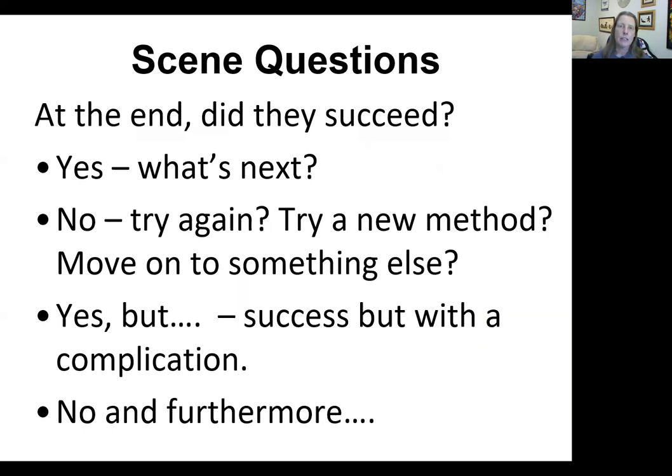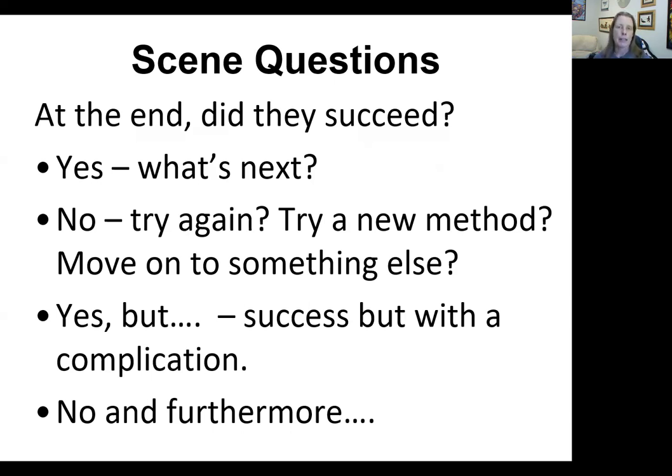At the end of the scene, you want your reader to understand whether the character succeeded or not. And there's 4 basic ways a scene can end answering that question. So maybe, let's say your character wants to go to their boss and get a raise because they have a family member who has some big health issues and they need the extra money. So that's their goal, get a raise. It's important because they need the money for a really good reason.